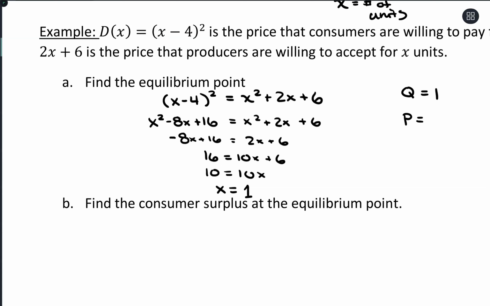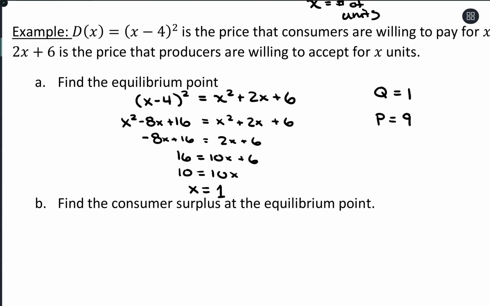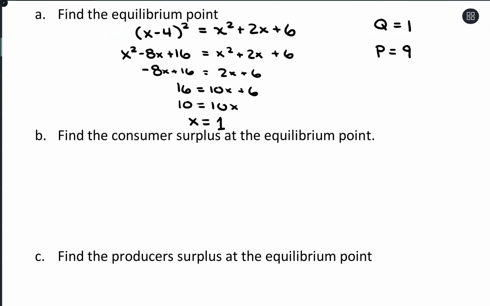And then for price, we just need to plug 1 into one of the equations. So like 1 minus 4 quantity squared, negative 3 squared, so 9. So for equilibrium, we have a quantity of 1 item at a price of $9. So let's find the consumer surplus.